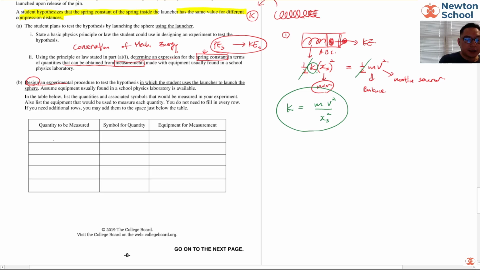And you probably have to say the quantity to be measured is the mass of the sphere, and I'll use the mass of the sphere. You can say triple beam balance. And in this case, you have to measure the velocity of the sphere at the launcher, right? And I'll just use V. And the equipment to measure is a motion sensor.